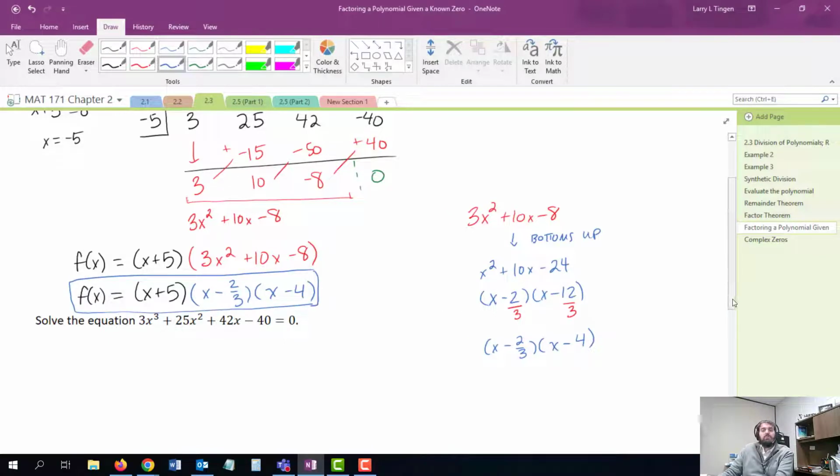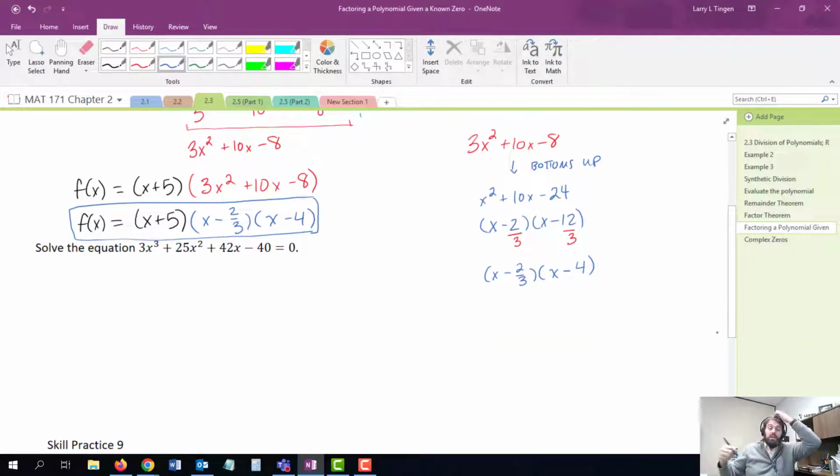All right, so the first step in there is the new material, and then that bottoms up procedure, the breaking down that quadratic into two binomials, that's old material. That's stuff that is in the past and should already have been mastered. All right, so why would I want to do that? Because look at the next question.